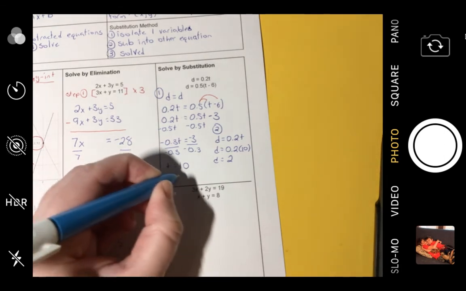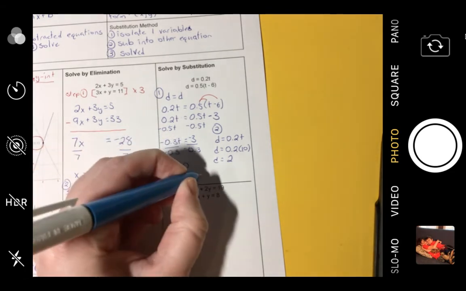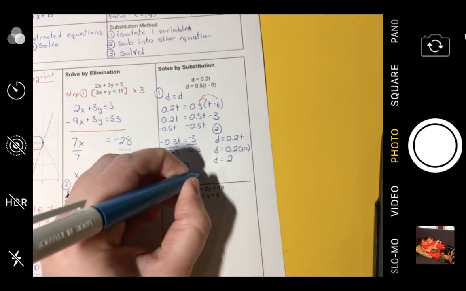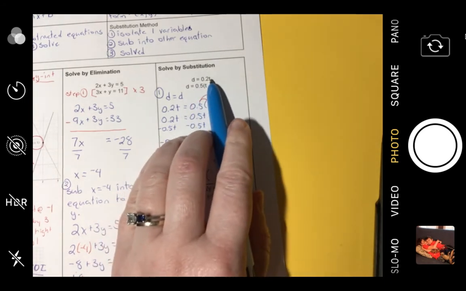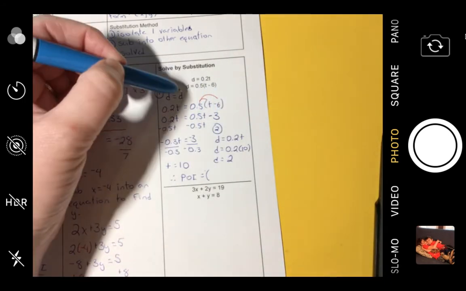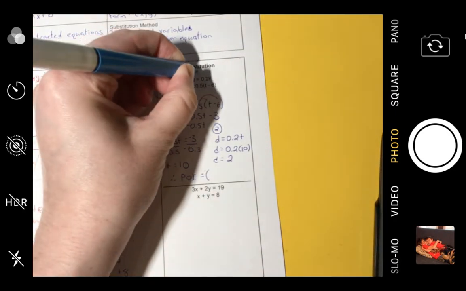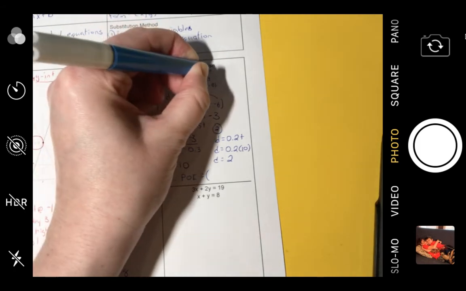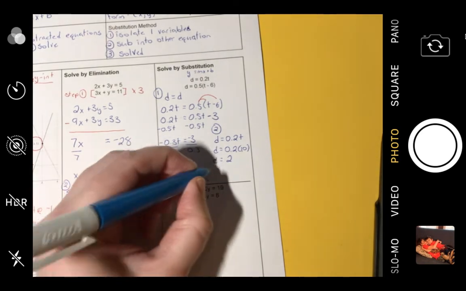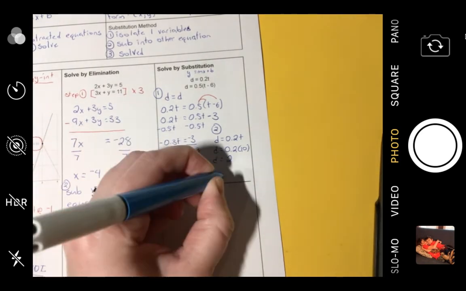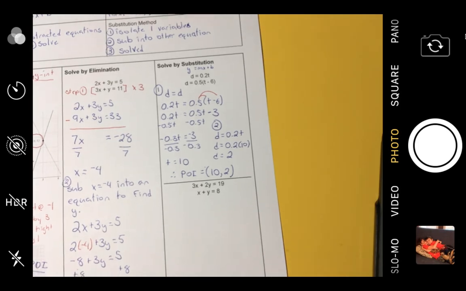So therefore, my point of intersection is going to be, because my t is on this side and my d is on the left, this is going to be kind of my y, right? And my t is going to be my x. So my t is going to be 10 and my d is going to be 2. So there's my point of intersection for that one.